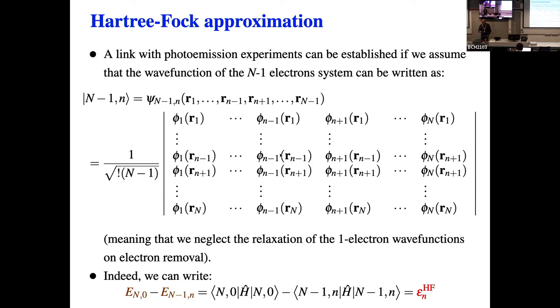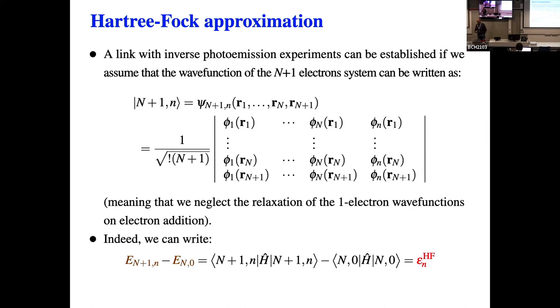And the same when you add one electron, so an inverse photo emission. In that case, you will add one extra column associated to a given excited state N, and then a line associated to a particle N plus one. In that case, the energy is given by the energy of the system of N plus one particles in their excited state N, minus the energy of the system of N electrons in their ground state. And this is the energy EN of that system. Okay?